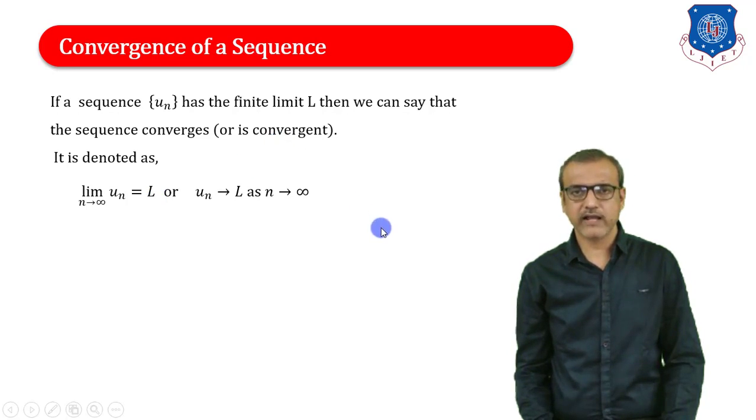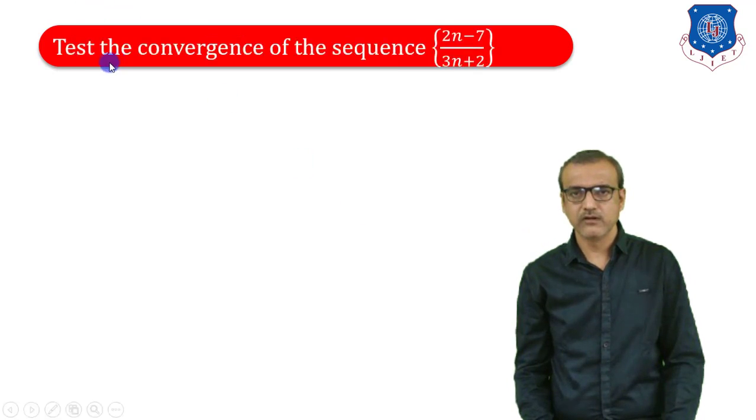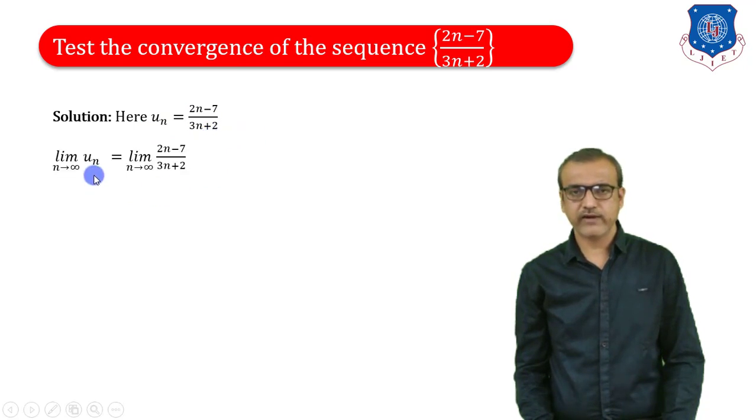Now we will see one example related to convergence of a sequence. Test the convergence of the sequence 2n minus 7 over 3n plus 2. So here un is (2n minus 7) upon (3n plus 2). We will find its limit: limit as n tends to infinity of un equals limit as n tends to infinity of (2n minus 7) over (3n plus 2).